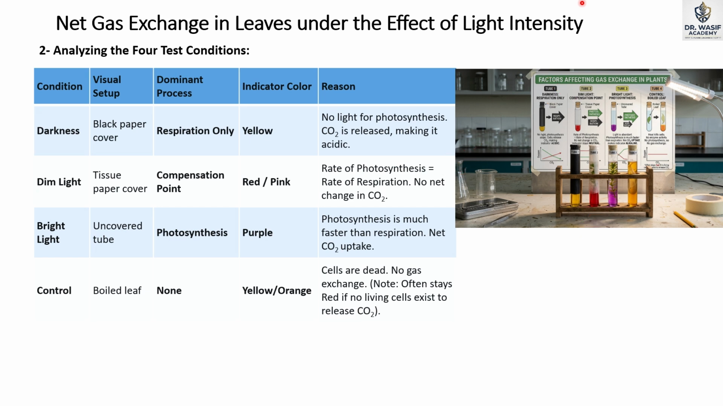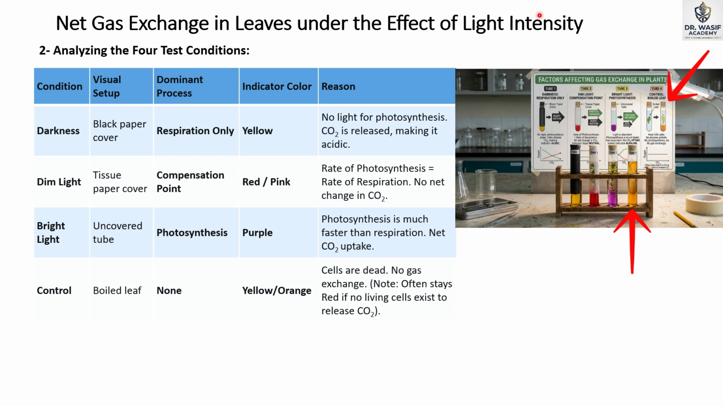So in the third tube, we leave it uncovered. That is, the plant is facing bright light. Now photosynthesis is much faster than respiration, and the plant is a carbon dioxide vacuum sucking the gas out of the liquid. The solution then becomes alkaline, as we studied in the previous slide, and the indicator turns purple.